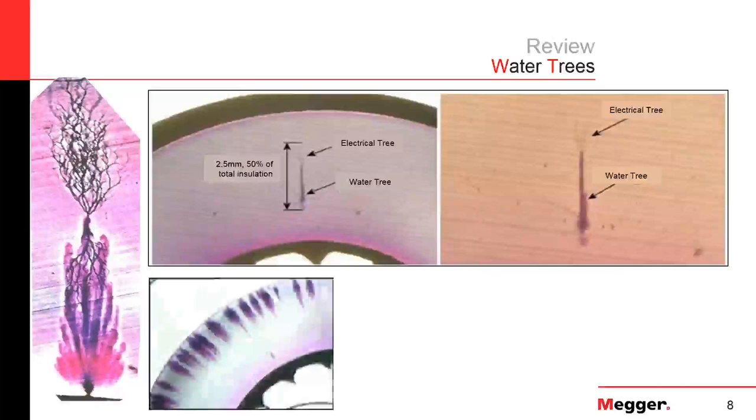Water trees can come in different shapes and sizes. I have here a picture of small distributed water trees. These are very common in the system. These aren't something we need to be super concerned about. They're in almost every cable.